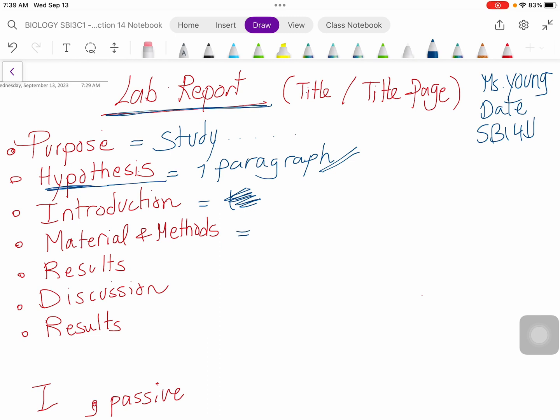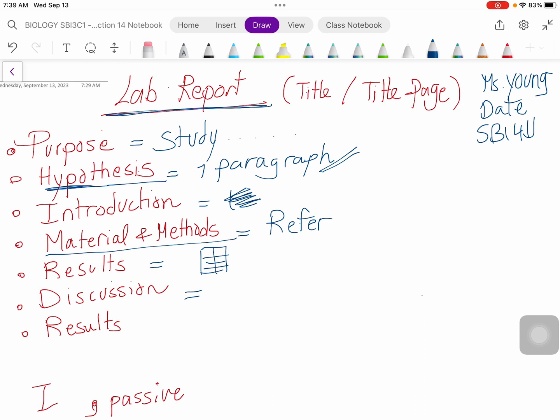The material and method. Some teachers say refer to the material and method in the lab report that I gave you, but it really doesn't matter. You can rewrite them. I like my students to write their own material and methods. Results, usually we put them in tables. It's easier for the reader to understand what you have done.